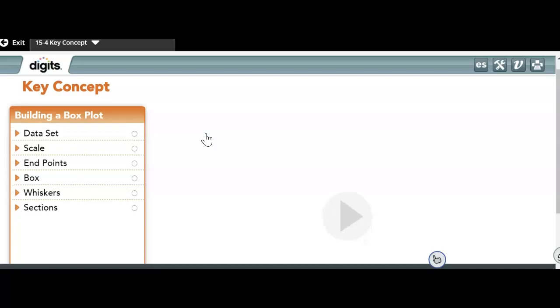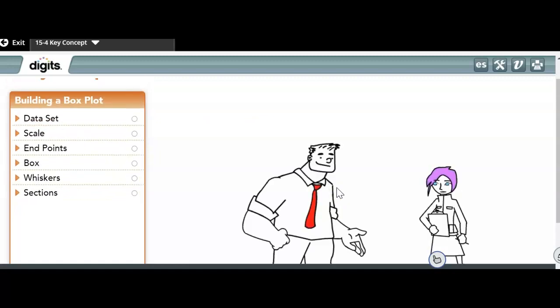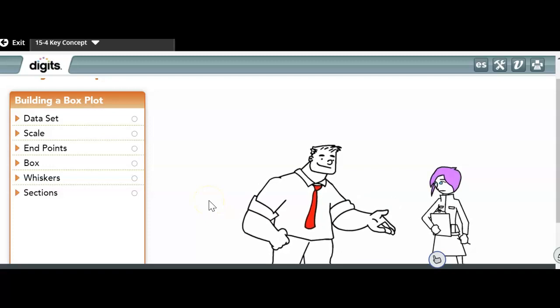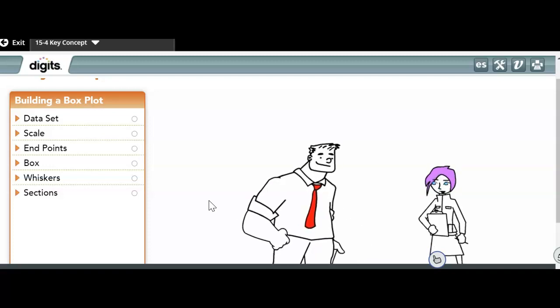Here in the key concept, we're going to create a box plot. We had a good game today. A great game. 37 points. That's the way I like to see our offense run. 37? Got it. I see only 2 weeks ago you didn't even score a touchdown. Why so much better today?